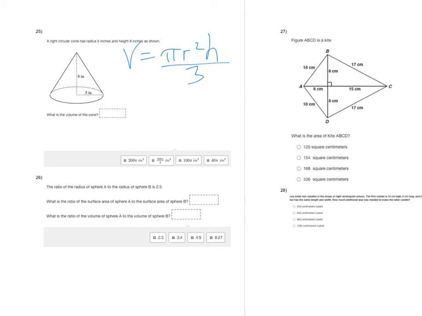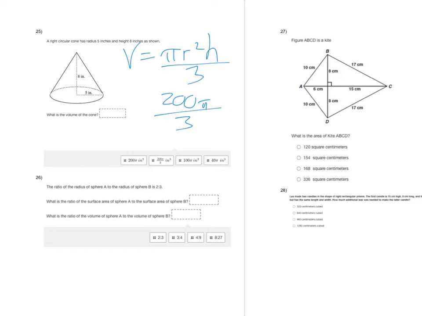Plug in the given radius of 5, the given height of 8, multiply that out, simplify a little bit, and I believe you will get 200 pi over 3. Always better to leave that as 200 pi over 3 rather than to turn that into a decimal. We always prefer that exact answer if we can do it.